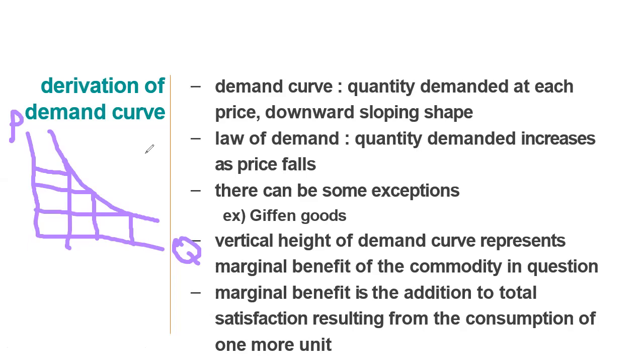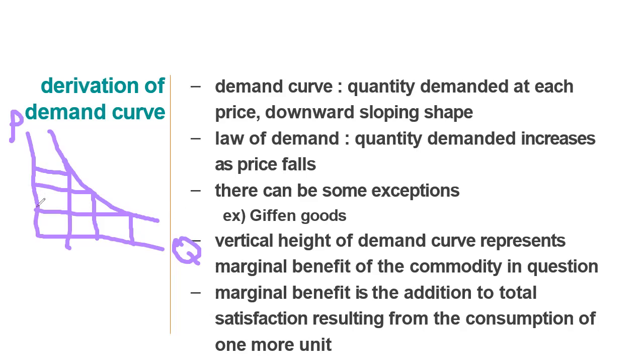There can be some exceptions, like Giffen goods. Giffen goods are inferior goods, so there is a positive relationship between quantity and price. In some cases, as price decreases, quantity decreases, and as price increases, quantity increases, and so on.